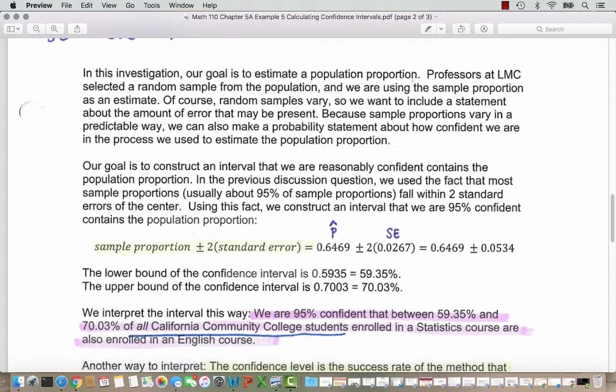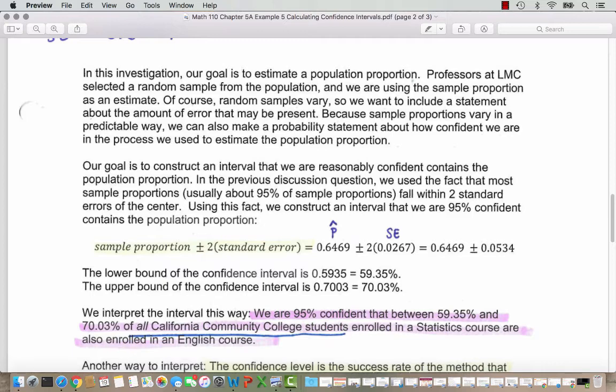Our goal is to construct an interval that we are reasonably confident contains the population proportion. In the previous question that we looked at, we used the fact that most sample proportions, usually about 95% of sample proportions, fall within 2 standard errors of the center. So we know that from the normal distribution breakdown, the 68, 95, 99.7% rule that we've seen. So using this fact, we construct an interval that we are 95% confident contains a population proportion.